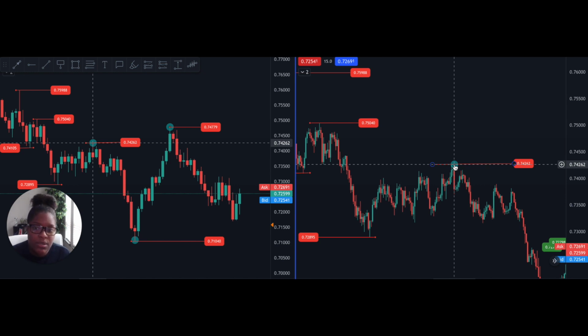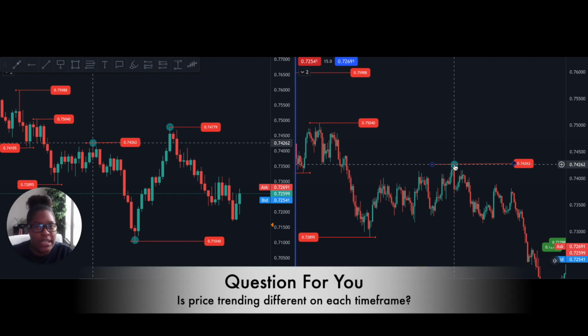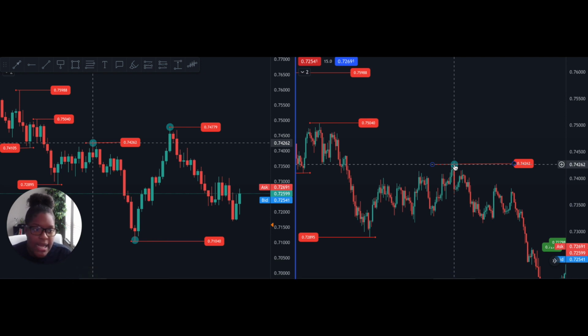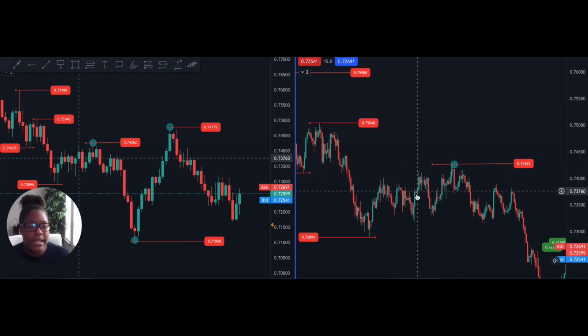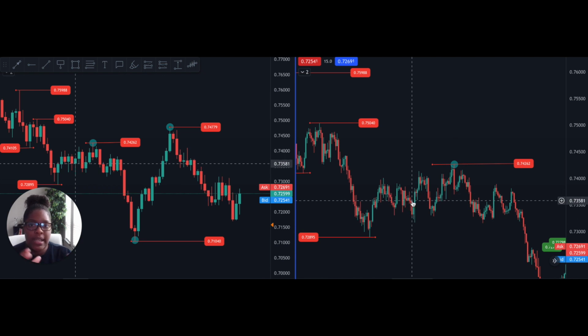But here's my biggest question. Is price doing anything different on each time frame at this moment? No, it is not. Price is really going the same direction. I think what it is, you have to take a mental note that lower time frames help create the bigger time frames of what we see. So if I'm seeing more candlesticks, right, each candlestick as a collective, depending on the time frame that you're looking at, each candlestick as a collective creates one big candle on a higher time frame, okay?